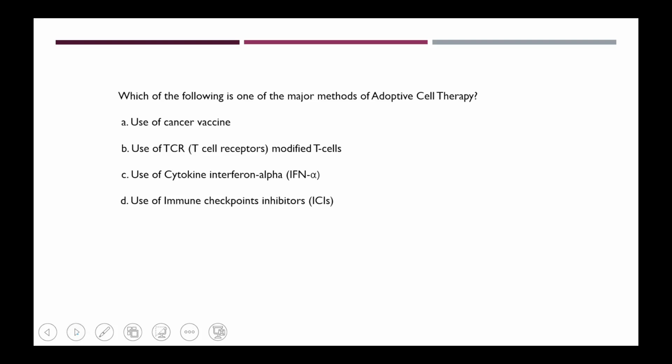So which of the following is one of the major methods for adoptive cell therapy? The use of T cell receptor modified T cells. The adoptive cell therapy will be the T cell receptor modified T cells. As I have mentioned, there the T cell receptors have been modified, and those are called adoptive cell therapy.